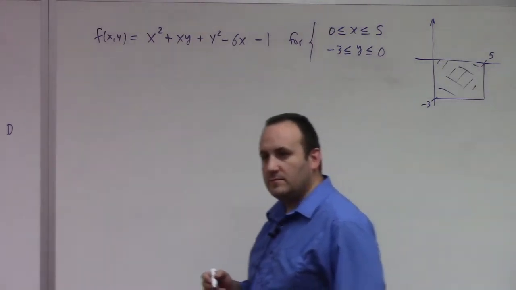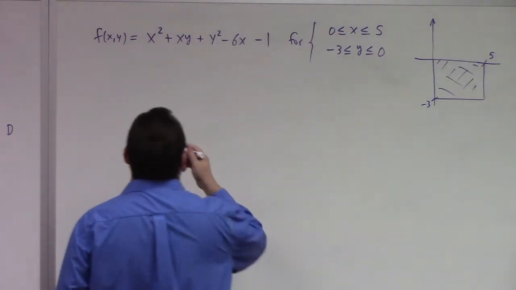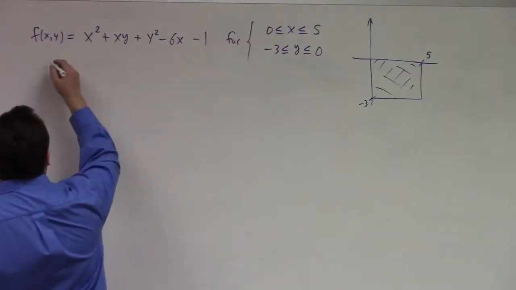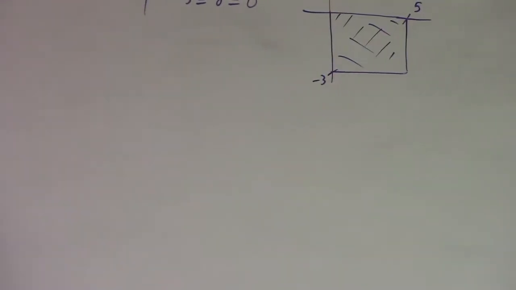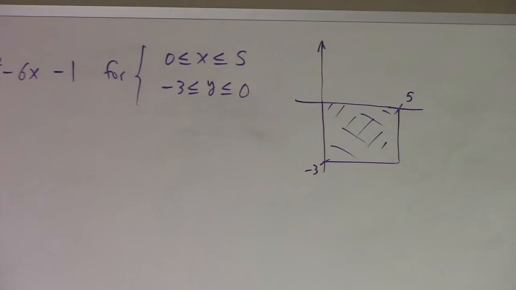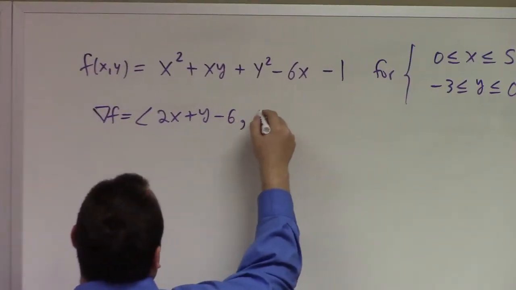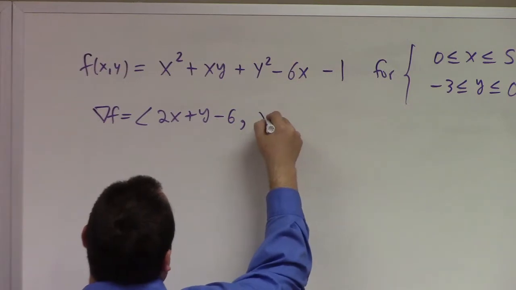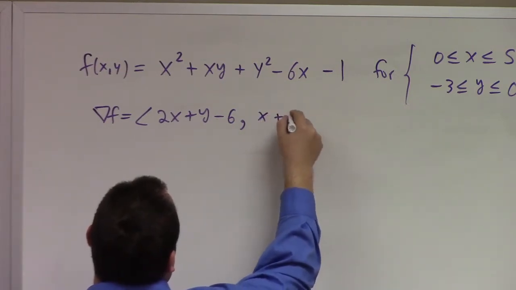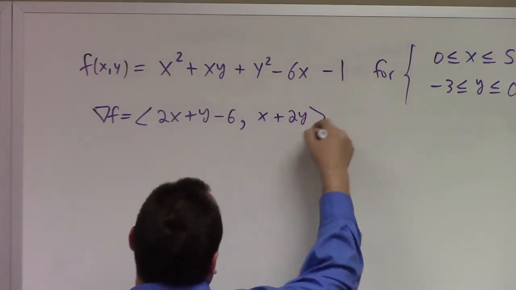So we're trying to, right? And so I guess the first thing I need to do is see if there aren't any local extrema. So I look at the gradient of f. That would give me 2x plus y minus 6, comma, x plus 2y, right?